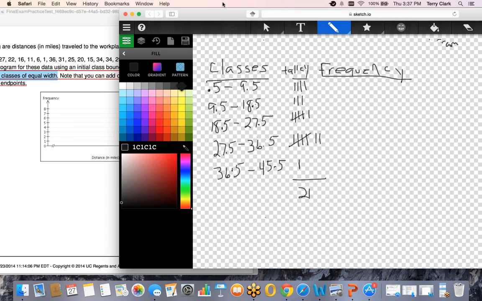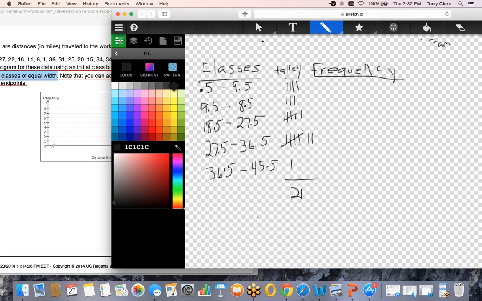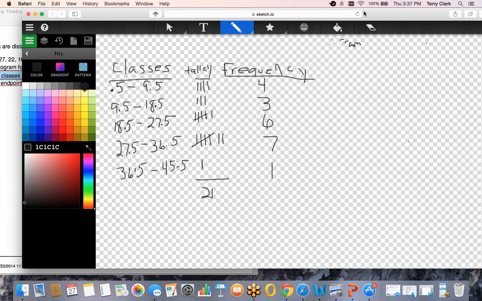Now those tallies were just to let us mark them as we were putting them in the classes. So we've got to look at those 4 tallies, and that's going to be 4 for the frequency. The 3 tallies are going to be 3 for the frequency. The 6 marks are going to be 6 for the frequency. The 7 marks are going to be 7, and then the 1 tally is going to be 1. All right, so that's our classes right there. We got our 5 classes, the intervals for the classes, and our frequencies 4, 3, 6, 7, and 1.